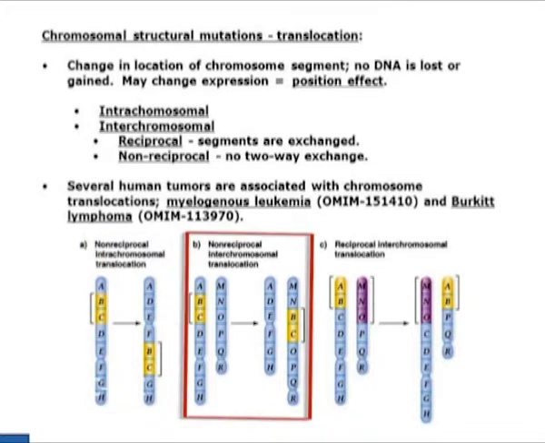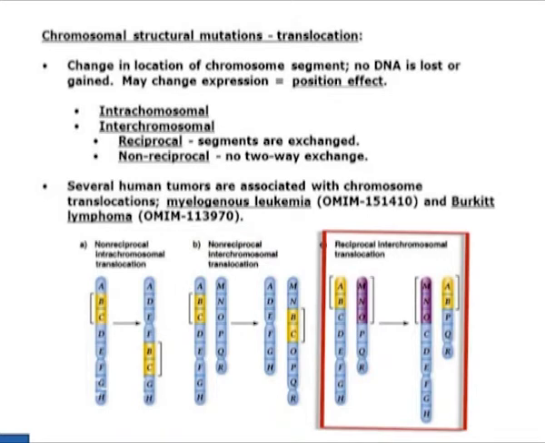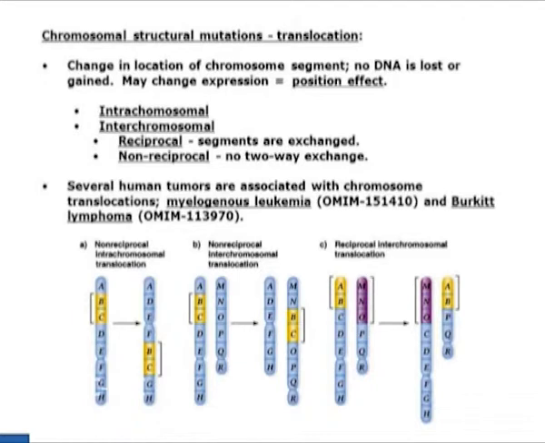In the interchromosomal translocation, there are 2 possibilities. One, there is transfer of one chromosome segment to another chromosome, and it is known as non-reciprocal translocation. In the second case, there is reciprocal exchange of segments between the non-homologous chromosomes, and it is called a reciprocal translocation. By definition, a reciprocal translocation is balanced if there is no loss of genetic material or DNA, and unbalanced if there is loss of genetic material.